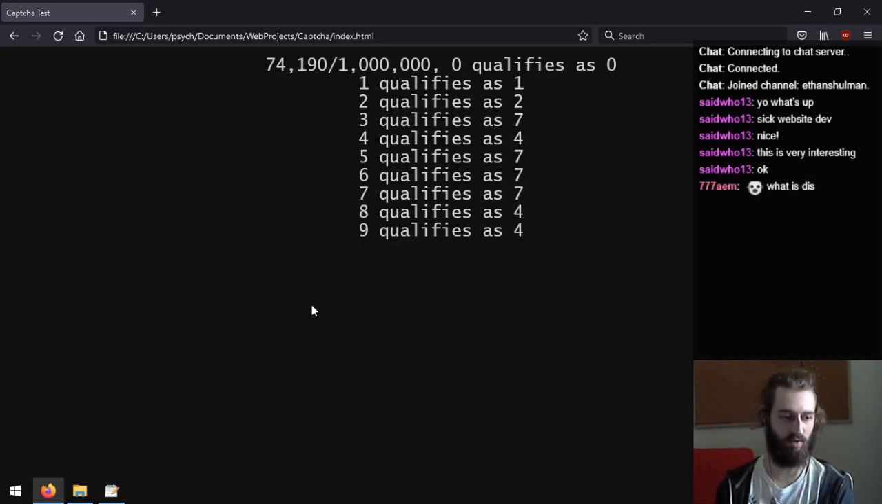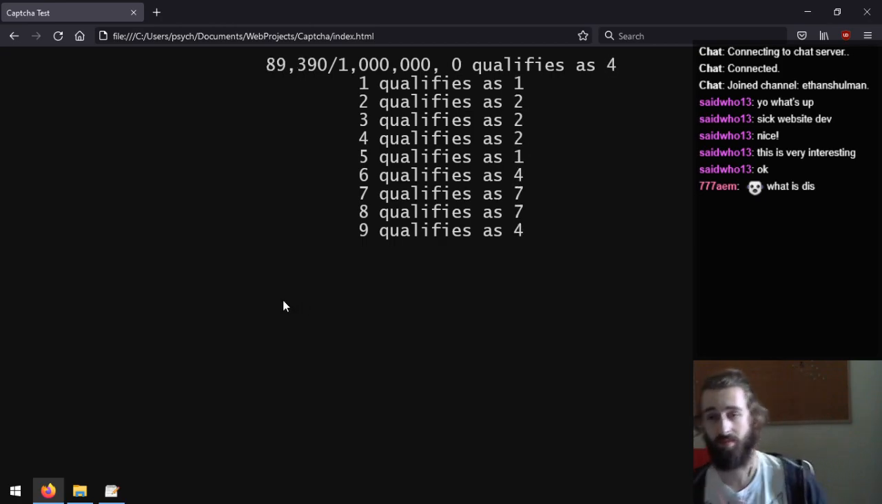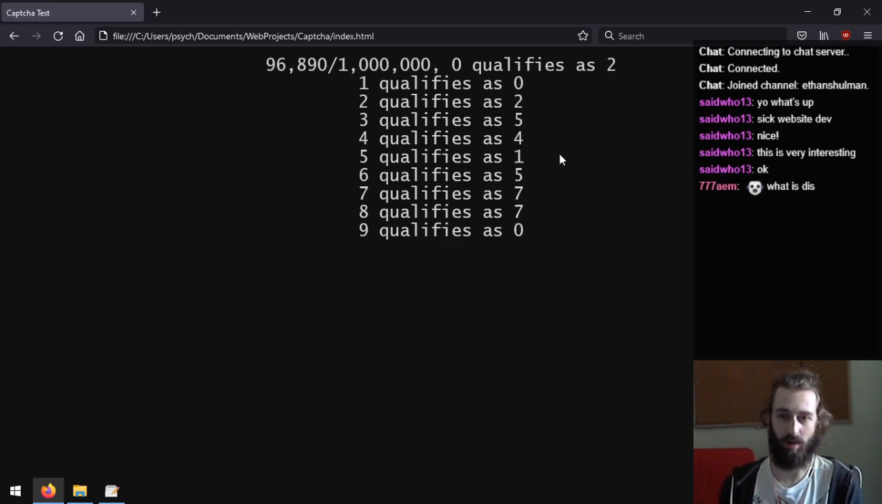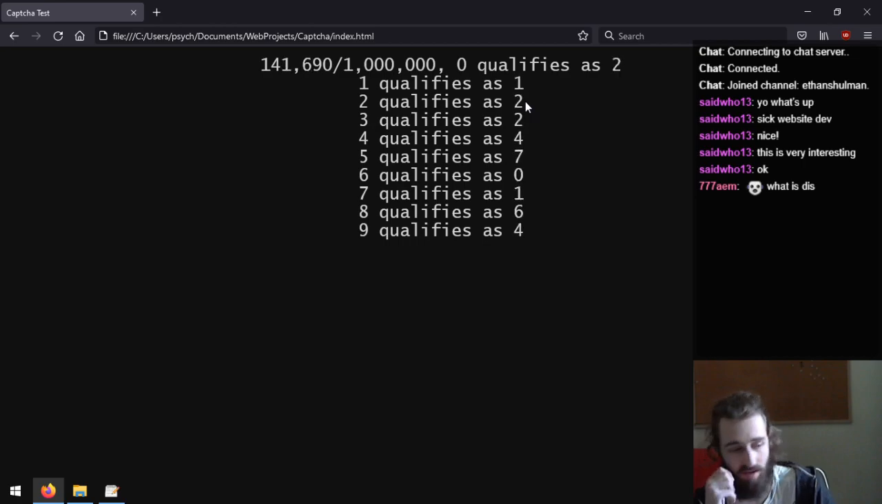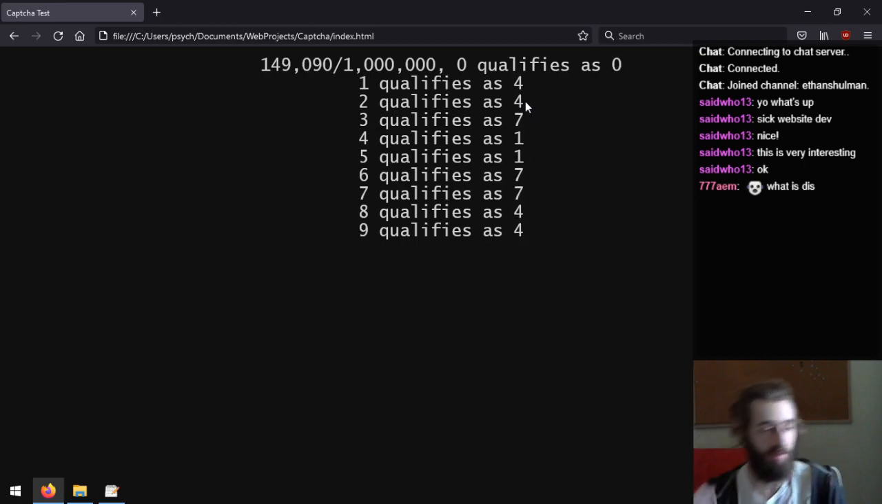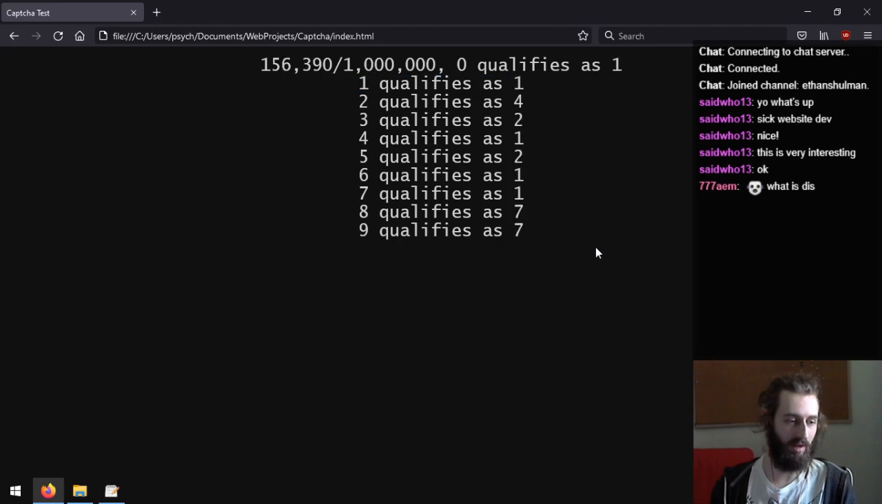What is this? We're trying to make a CAPTCHA and beat it with a neural network. And right now the neural network's having trouble. Except for, you can see 2, 4, and 7, it's actually getting the majority of the time. 4 qualifies as 4, 7 qualifies as 7, 2 qualifies as 2 most of the time as well. But it's basically training a neural network right now on our CAPTCHA. So I guess the CAPTCHA is pretty decent already.